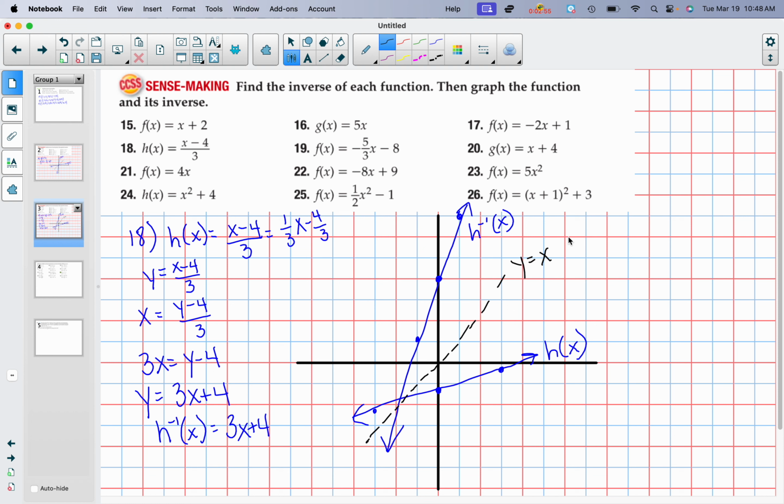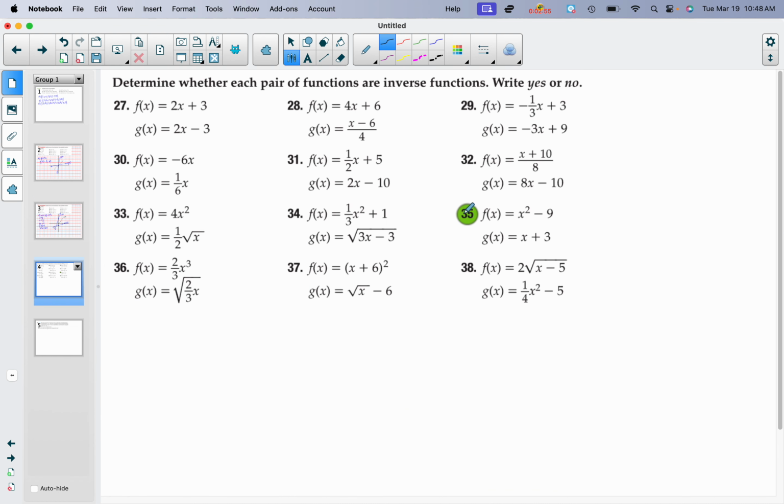I didn't do a very good job of drawing my line there, but you can see the symmetry across the line y equals x. I actually might not do 20 and 22 and 24, since I did a couple of these just to make sure you have the idea on them. Then for this next section, let me take a look at 28, how you determine if they are inverses. So remember, what you're going to do is f of g of x and show that you get x, and then do g of f of x and show that you get x.